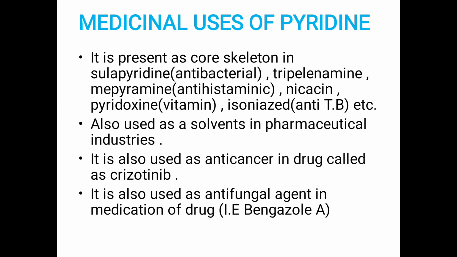Then the medicinal uses of pyridine. It is present as a core skeleton in pyridine, tripelennamine, mepyramine, niacin, pyridoxine, isoniazid, etc., which are known as antibacterial, antihistaminic, vitamin, anti-TB agents, etc. It is also used as a solvent in the pharmaceutical industries. It is also used as an anti-cancer agent in a drug called crizotinib. It is also used as an antifungal agent in a drug, i.e.